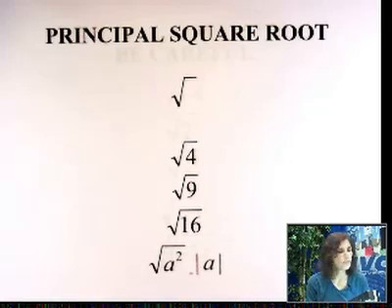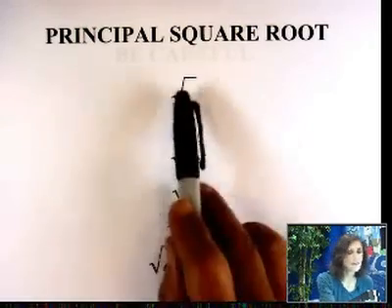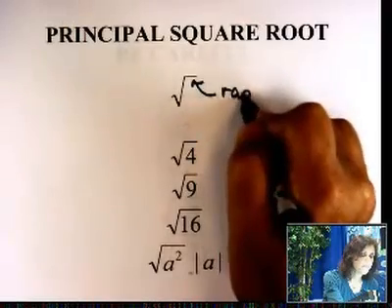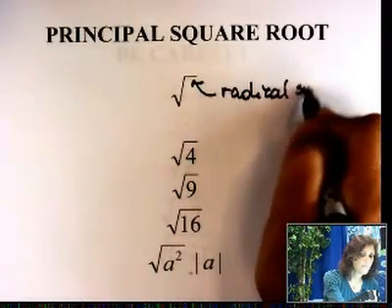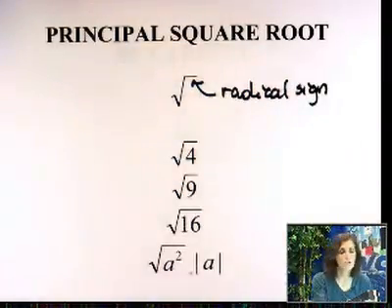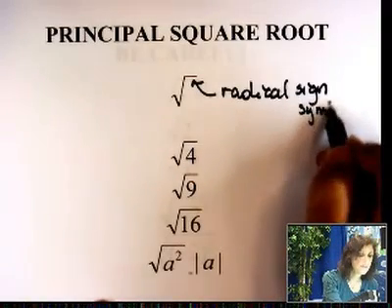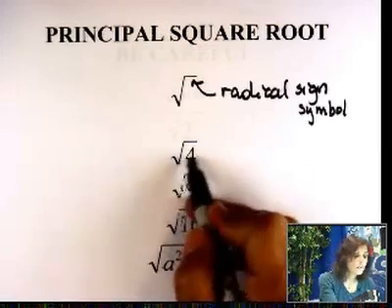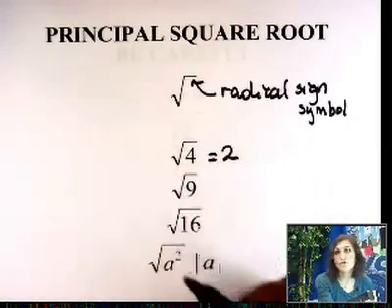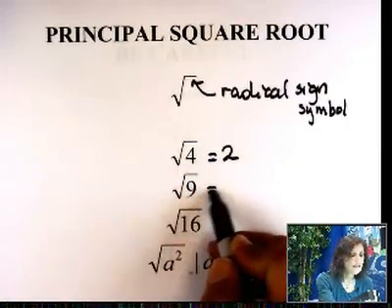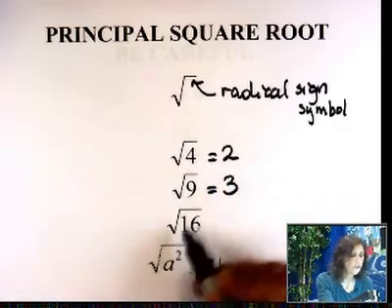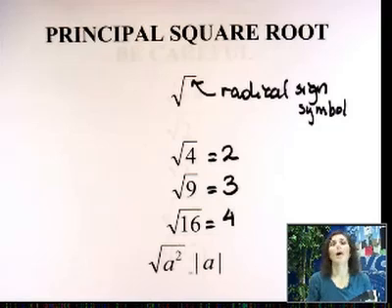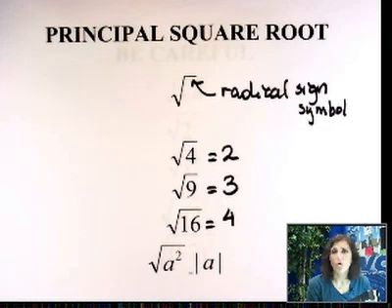We show the principal square root with this thing, and I call that a radical sign, or radical symbol. Probably symbol is better. Alright, then if you write square root of 4, that's 2 because 2 squares to 4. Square root of 9 is 3 because 3 squares to 9. Square root of 16 is 4, and so forth. And remember, the principal square root is always positive.